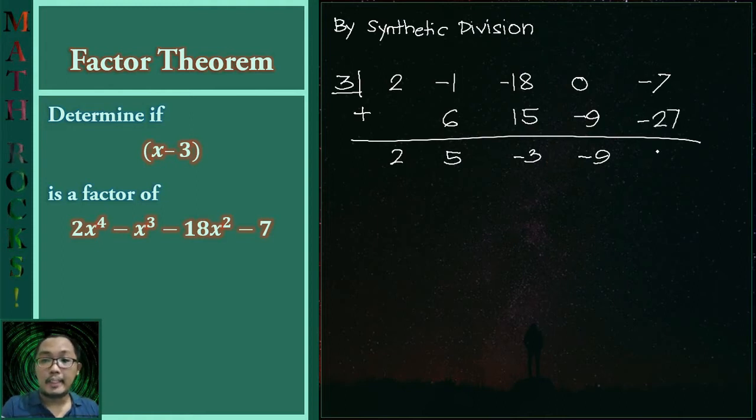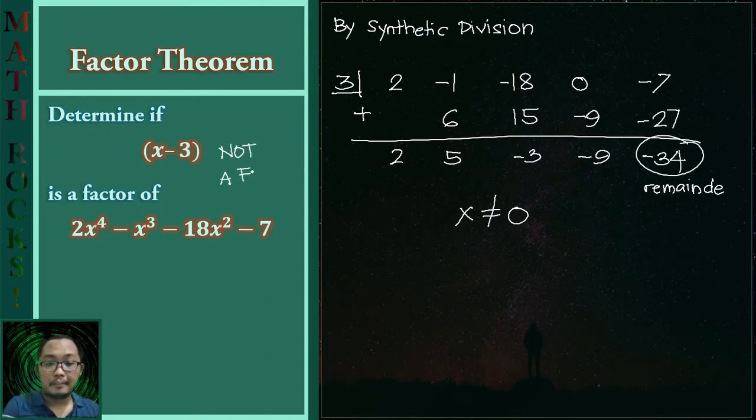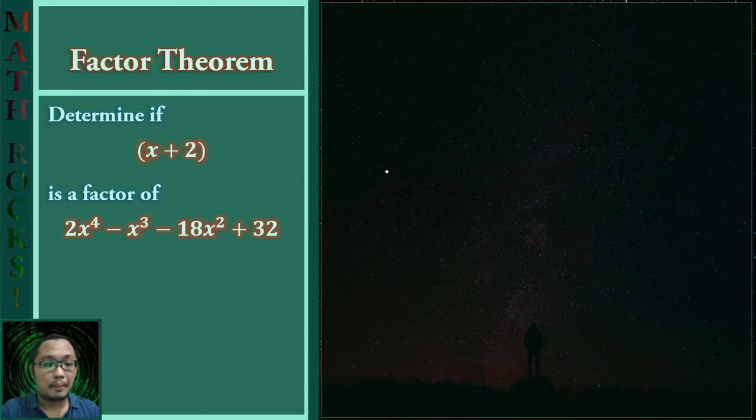So notice that the remainder here is not equal to 0. Instead, it is equal to negative 34. Since the remainder is not equal to 0, therefore, x minus 3 is not a factor of this polynomial. And let us have another example.